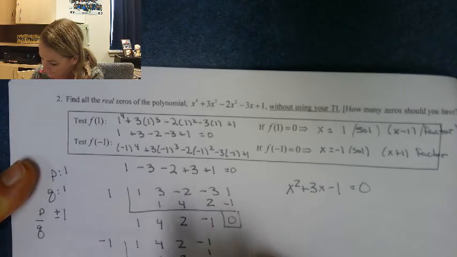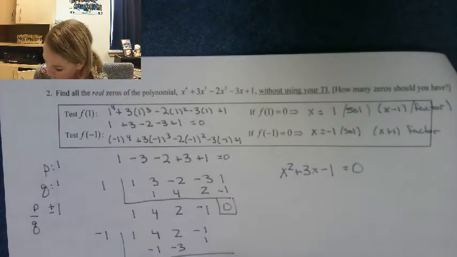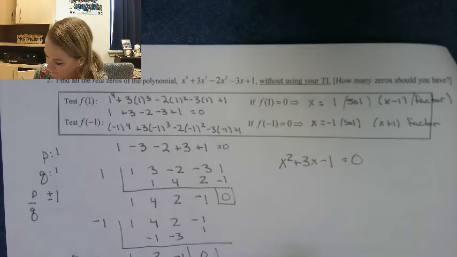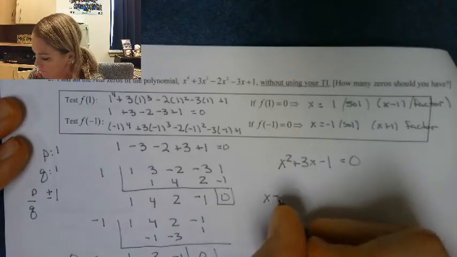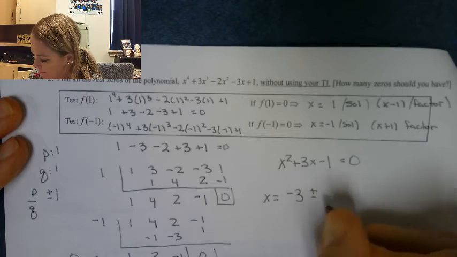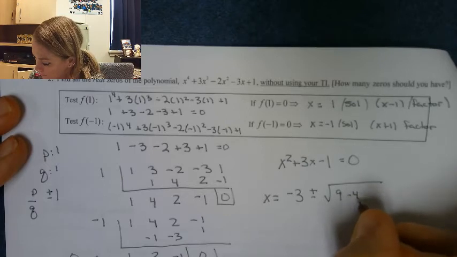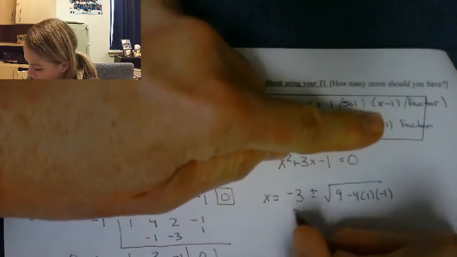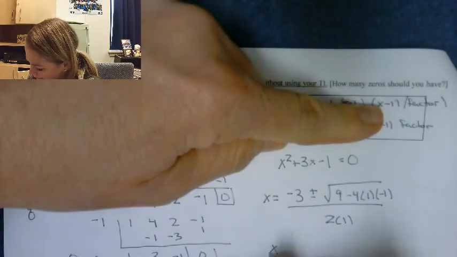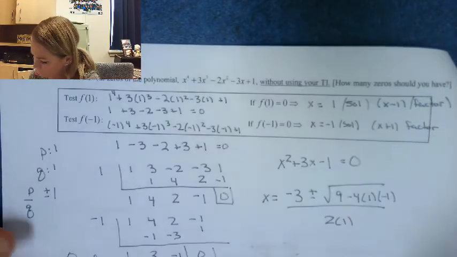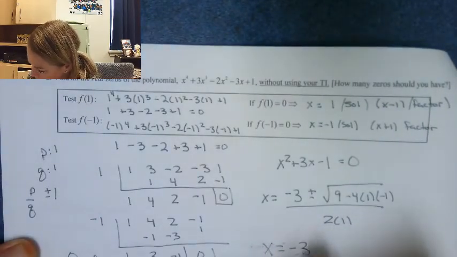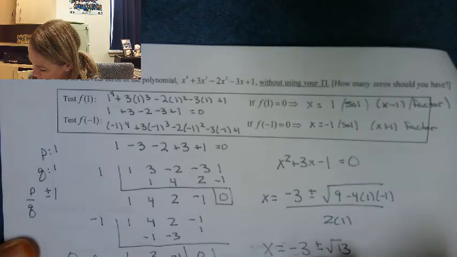Question came up in class on Friday. Does it matter who you test first? No, it does not. But I'll just put that in order because that's how I tested. And then I've got x squared plus 3x minus 1, which does not factor. It's going to require the quadratic formula. So negative b plus or minus square root of b squared minus 4ac all over 2a. That's right, negative 3. Let me write that a little better. X equals negative 3 plus or minus root 13 over 2.